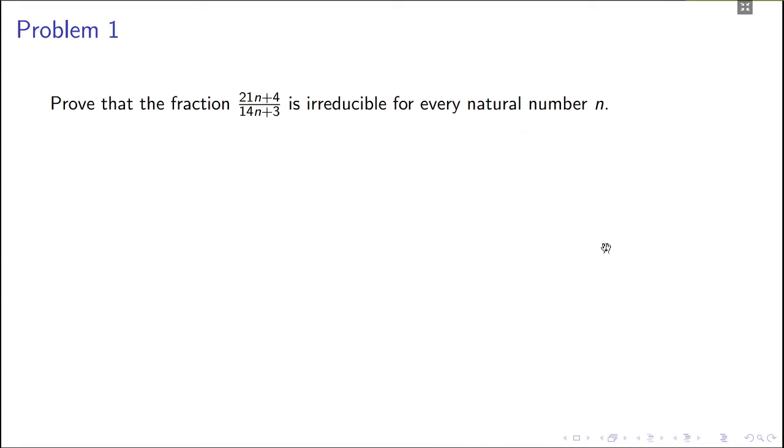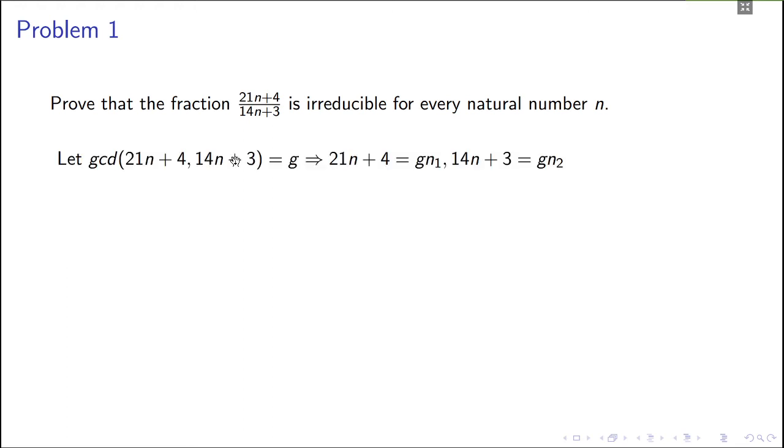So this is problem one. It's actually very easy. You have to show that this fraction is irreducible. So basically what you have to show is that the GCD of these two is 1. First of all, you just assume that GCD to be G. So one expression is G times N1, and this is G times N2. And after that, you find a linear combination which equals 1. So that's the trick.